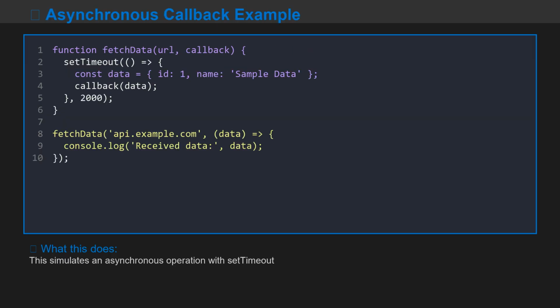Let's look at an asynchronous callback example. This function simulates fetching data from an API. We use setTimeout to mimic network latency. After 2 seconds, we call the callback with some sample data. When we call fetchData, we pass a URL and a callback function. The callback gets executed after the data is received, demonstrating how callbacks handle asynchronous operations.